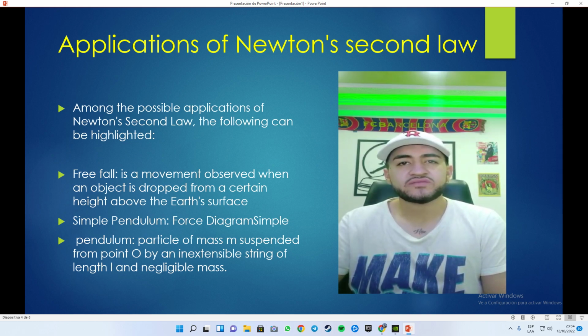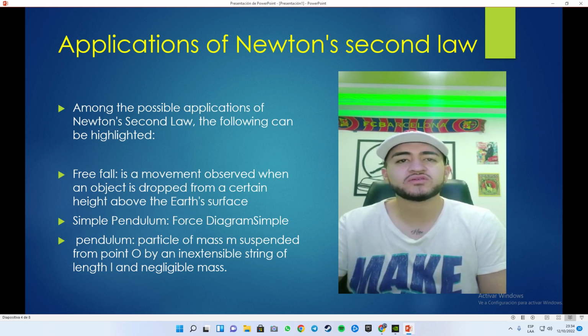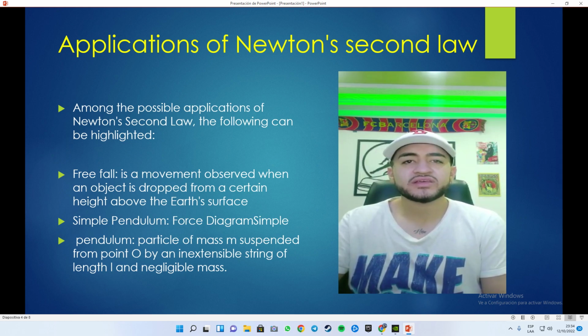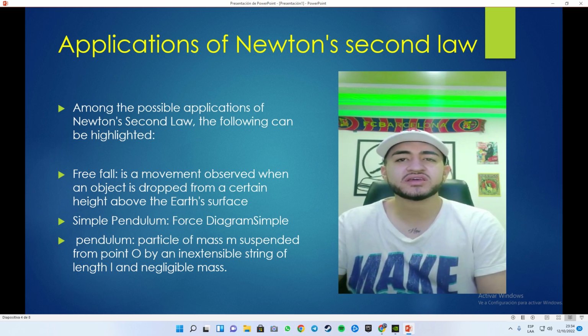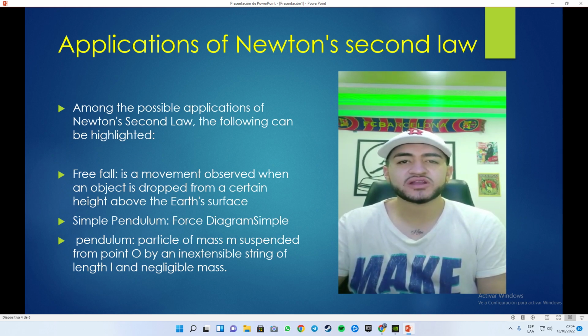Simple pendulum: a force diagram. It is a particle of mass m suspended from point O by an inextensible thread of length l and negligible mass. The particle is moved to a position at angle theta with the vertical, and is released. The pendulum begins to oscillate and describes a circular path, an arc of a circle of radius l. The forces acting on the particle of mass m are two: the weight and the tension T of the thread.